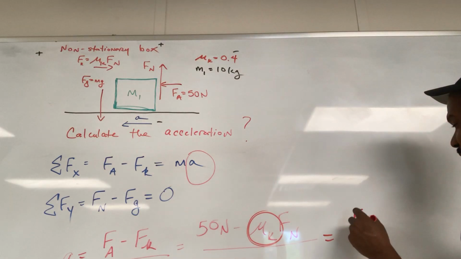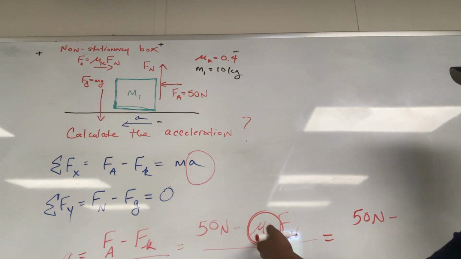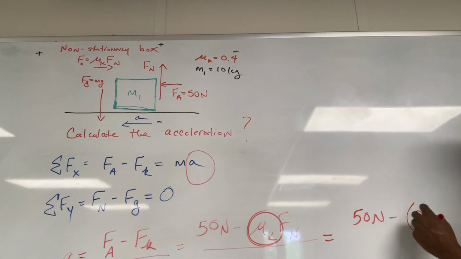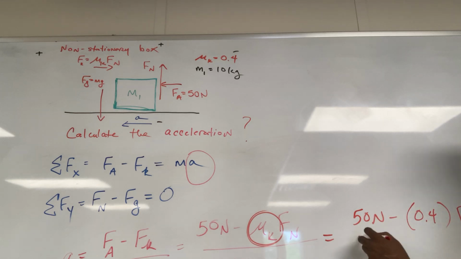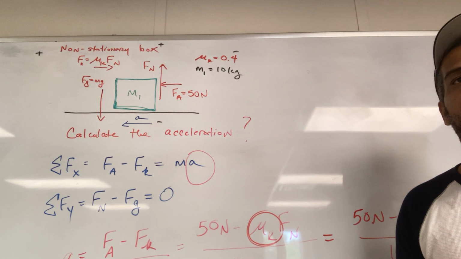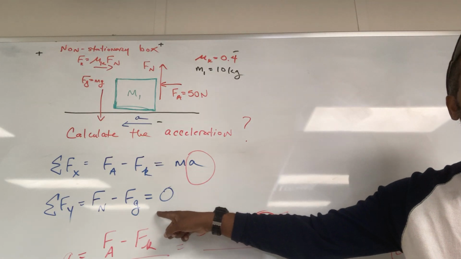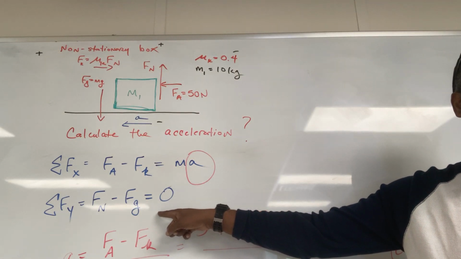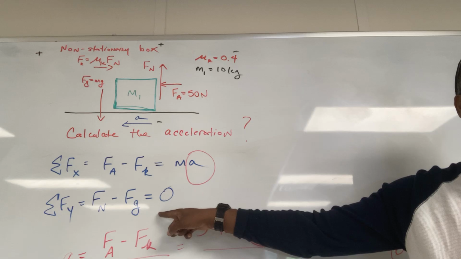So we have what? 50 newtons minus what? Mu of K, which is 0.4. Now we need F of N. That's all we need now to calculate the acceleration. And where do we get F of N from? F of N is equal to what? F of G.